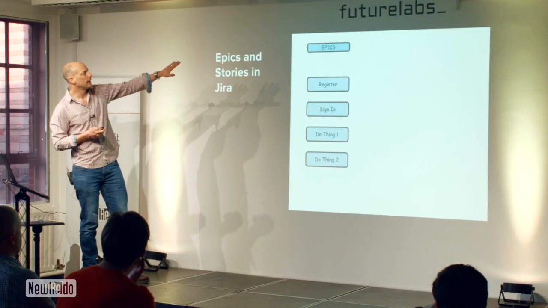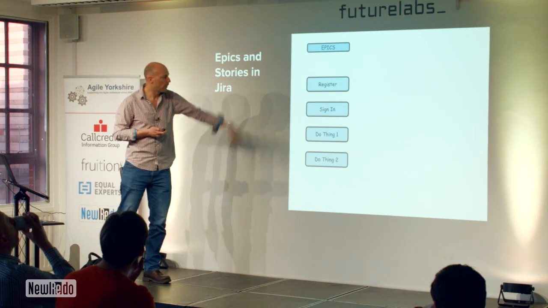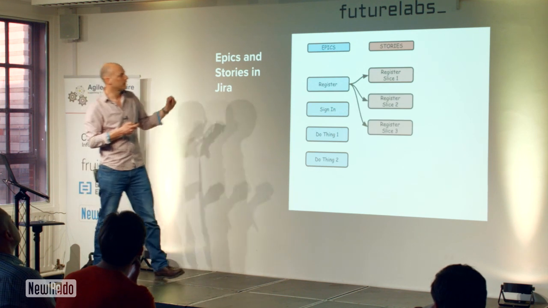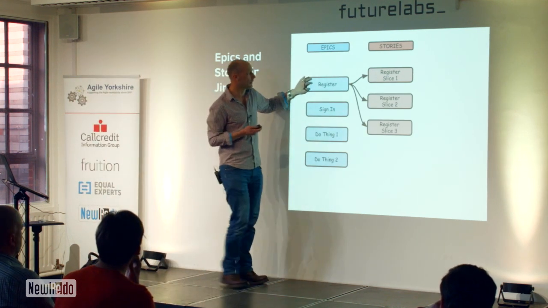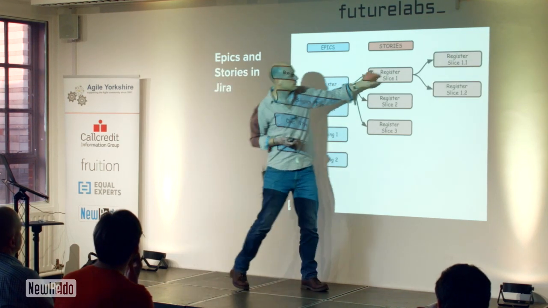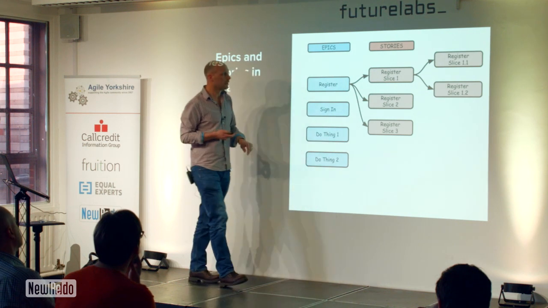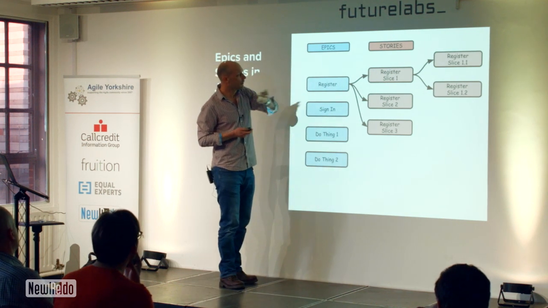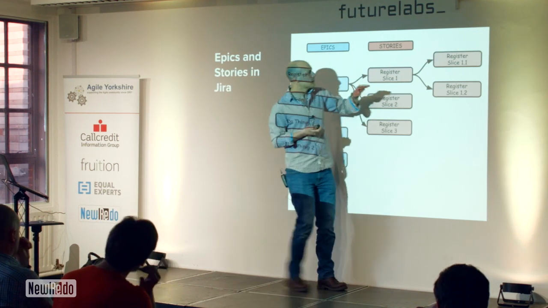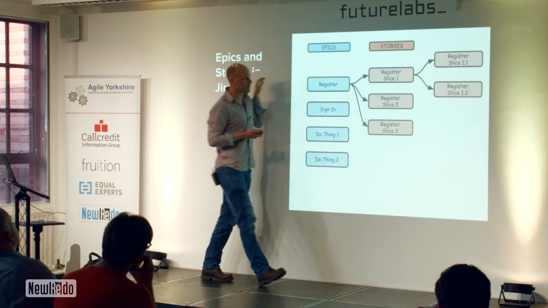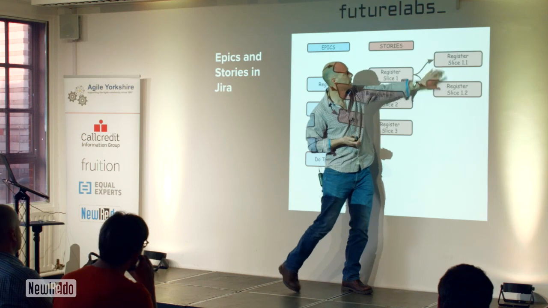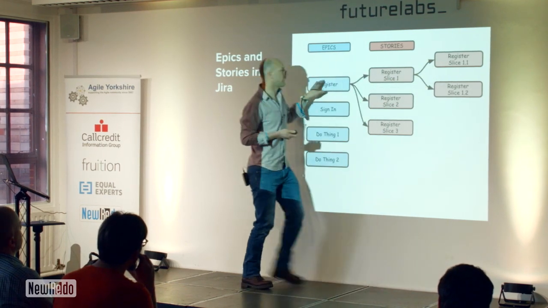So let's say I had 4 epics: Register, sign in, do thing 1, and do thing 2. And then I did some splitting on my first epic and came up with 3 slices. And then I did some more splitting on slice 1 and came up with 2 more sub-slices. Now, JIRA allows you to link stories to epics, but it doesn't allow you to link stories to stories or epics to epics. You can't do a multi-level hierarchy, so you can't actually do this. You can create these stories, but the only thing you can do is link them back to the parent epic.